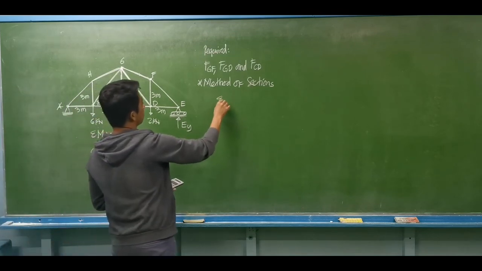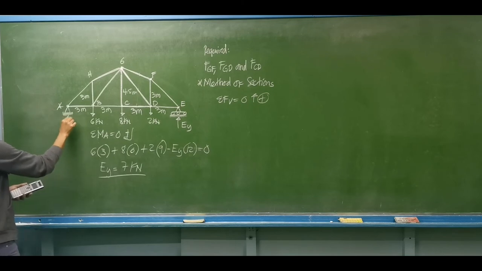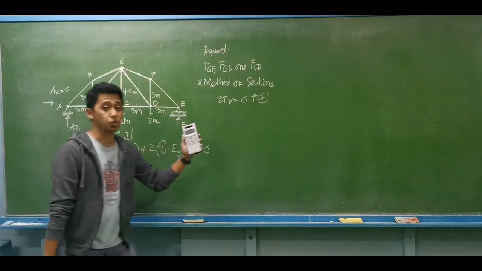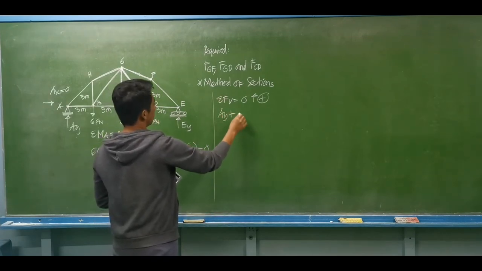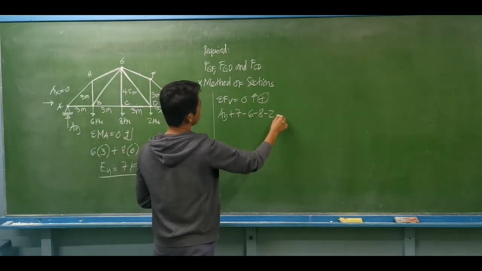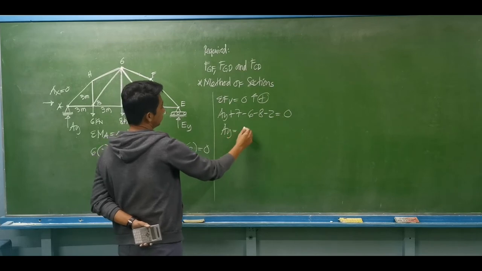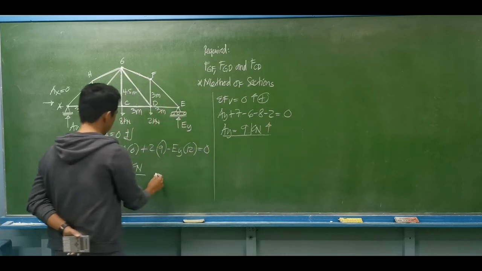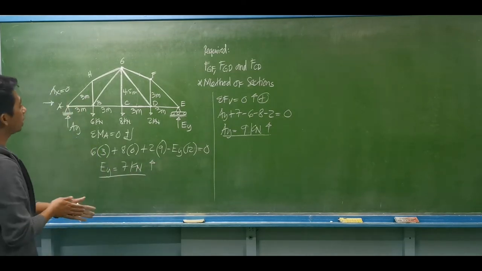Then, based on summation of forces vertical equal to 0, upward forces to be positive. So let us assume that we have AY upward. Again, we have AX equal to 0 since we don't have a horizontal force acting on the truss. So we have AY plus EY minus 6, minus 8, minus 2 is equal to 0. So this is 16 minus 7, the vertical reaction at A is equal to 9. Tama, is it 9? Kilonewtons, and it is upward. Same with EY, they are both upward. Okay, so we have now the support reactions.